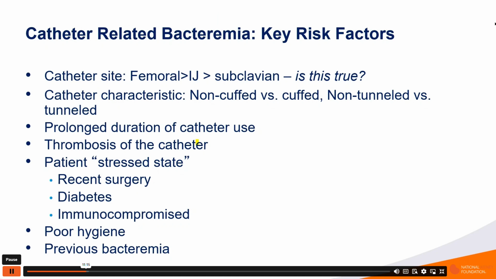So what are some of the risk factors for catheter-related bacteremias? Well, the catheter site maybe, where it's placed, femoral versus IJ versus subclavian, and we're going to see in a minute how true this is. The catheter characteristics, if it's non-cuffed versus cuffed, non-tunneled versus tunneled. If you have a catheter in longer, then you're going to have greater exposure and risk for infection. If you have thrombosis of the catheter, and we'll talk later with regards to the pathophysiology why this might be. If the patient is in what I call a stress state, so if they've had recent surgery, if they have diabetes, or if they're immunocompromised, and I submit to you that any patient on hemodialysis I consider relatively immunocompromised. If the patient has poor hygiene, and if they've had a previous bacteremia.